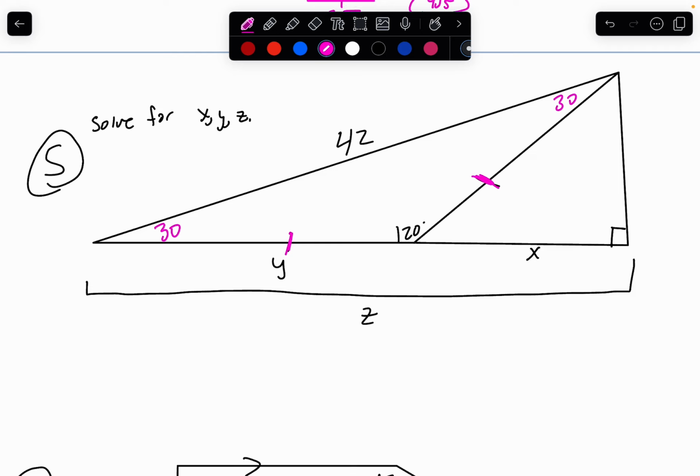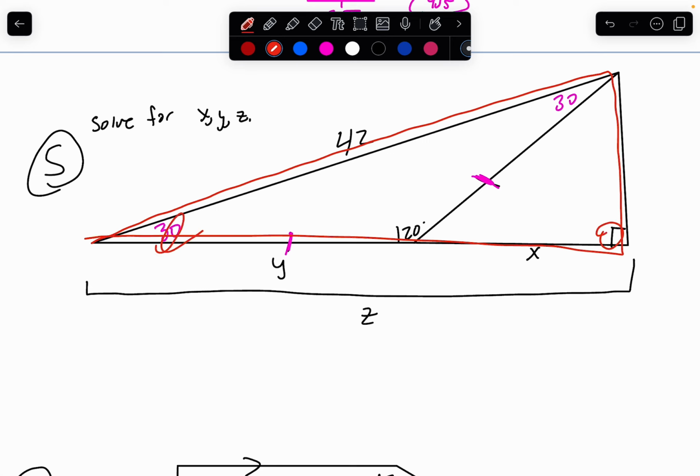So I see a few things I could do, but I'm going to focus on the big triangle. Let's change colors. I'm going to focus on this big triangle for a second. If this corner's 90 and this corner's 30, that means this corner has to be 60 altogether, which would make this 30, which would make this 60. Oh, and if that's 120, that has to be 60. So we got a lot going on here.